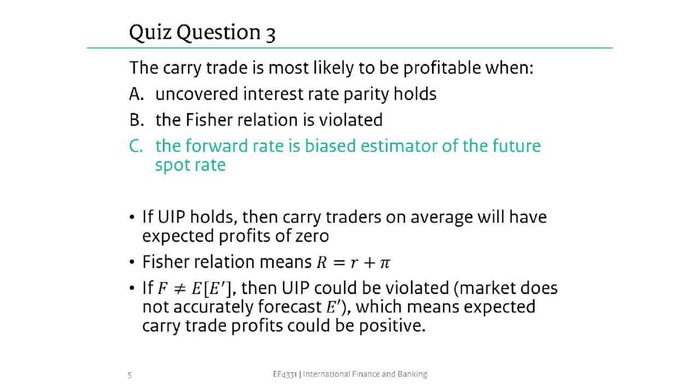The carry trade is most likely to be profitable when A, uncovered interest rate parity holds, B, the Fisher relation is violated, or C, the forward rate is a biased estimator of the future spot rate. So let's go over each of these options one by one. The uncovered interest rate parity holds. We all know from last week's lecture that if uncovered interest rate parity and its additional assumptions hold, that means that on average, carry traders cannot make a profit by going long and going short on interest rates. So just by definition, this is not a very good answer, and A can be safely eliminated.